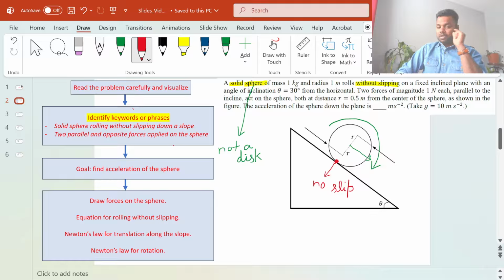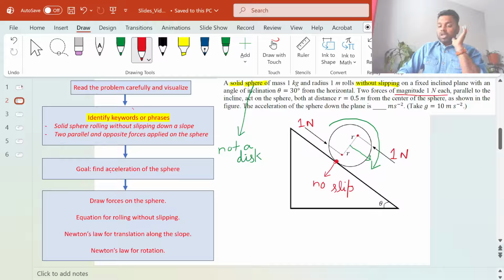Other thing, there are two parallel and opposite forces applied on the sphere, and they are 1 Newton. So this is 1 Newton and this is 1 Newton, and we are applying it at distance r from the center, one Newton upward, the other one downward, right? So it is like a torque couple, right? The question says the magnitude is 1 Newton, and r is given as 0.5 meter.